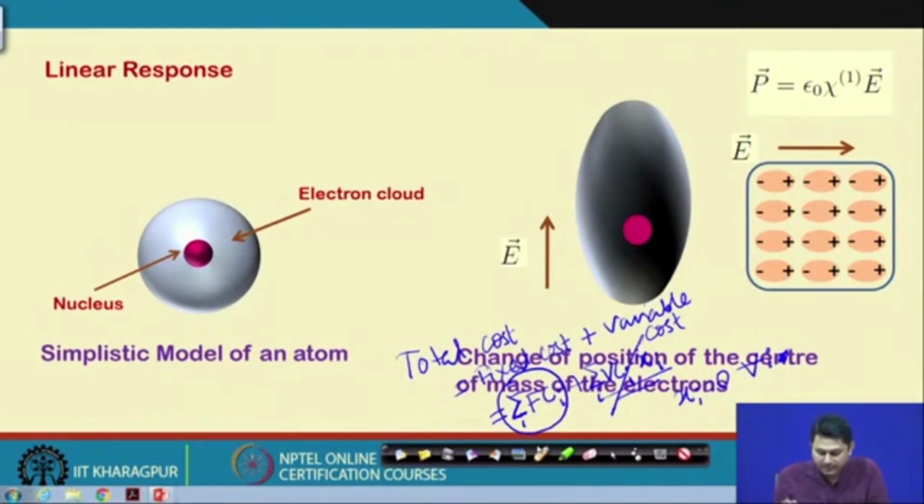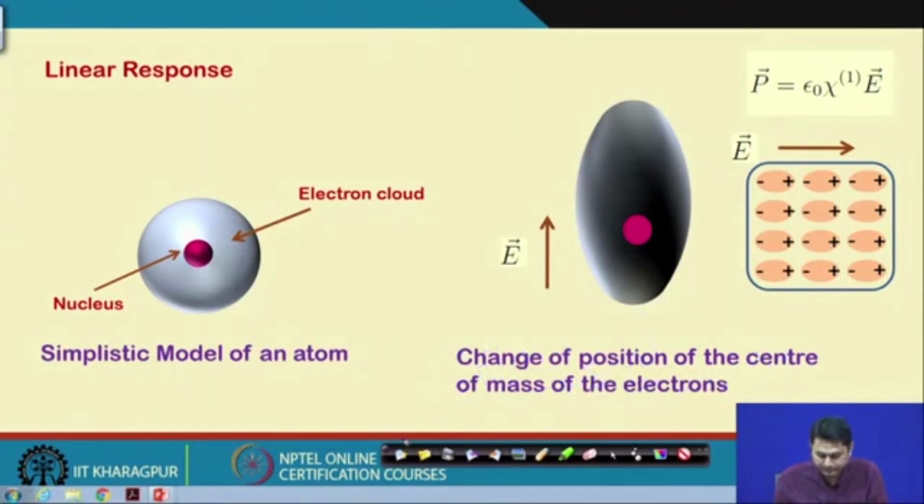nucleus is sitting here, somewhere here, and the electrons are shifting to the upward side. So, there is a difference between the charges. This is minus charge and this is plus charge. So, there is a charge separation, and because of this charge separation we will get some kind of dielectric. So, these are the schematic figures on the right hand side.